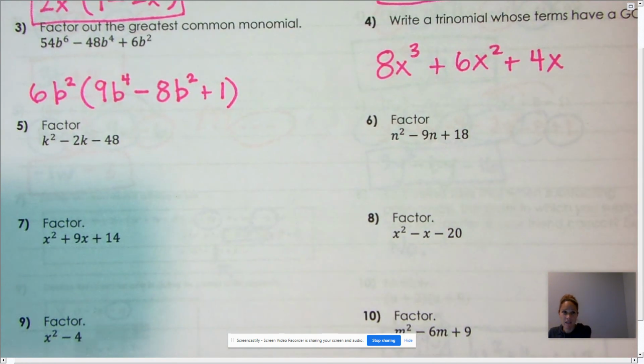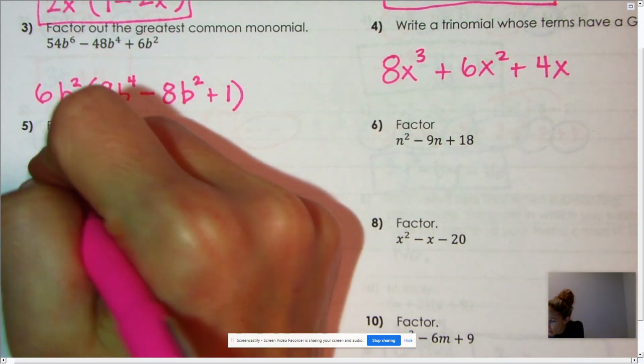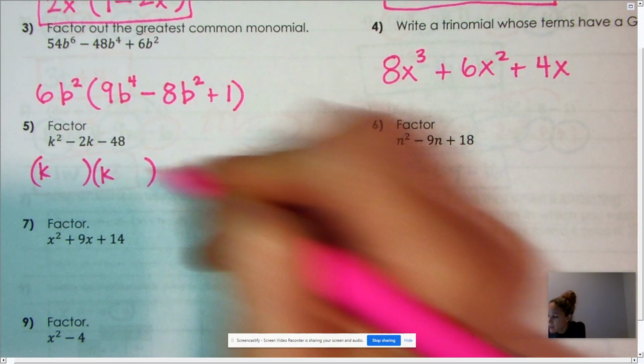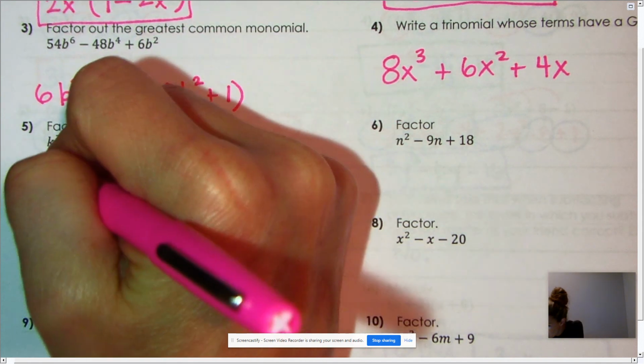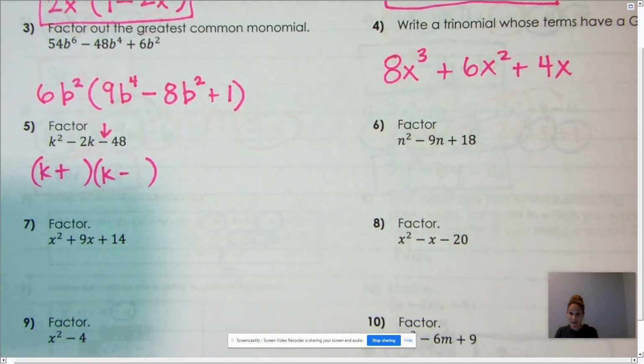Okay, question number 5. We're going to factor this. So I always have my students write the parentheses first, put an x in each one. Because this is negative, I'm multiplying to make a negative. I know the signs have to be opposites, so I'm going to put a plus and a minus. I know I have to have one of each. So I'm already a good ways there. Now I just have to figure out the numbers.